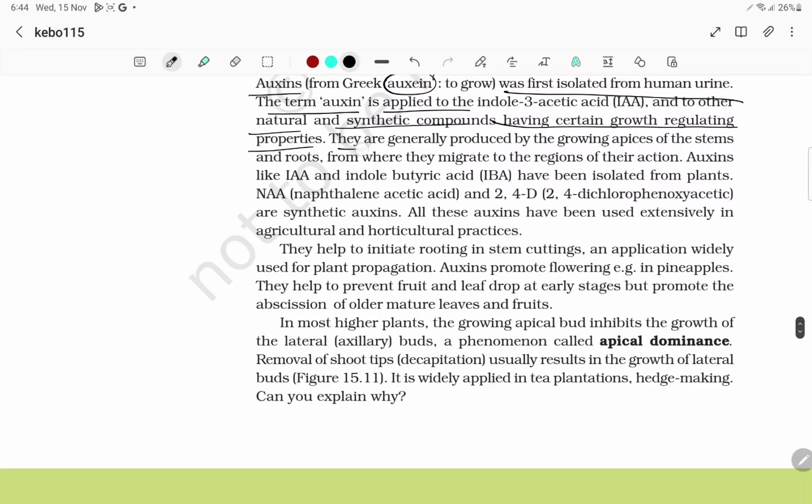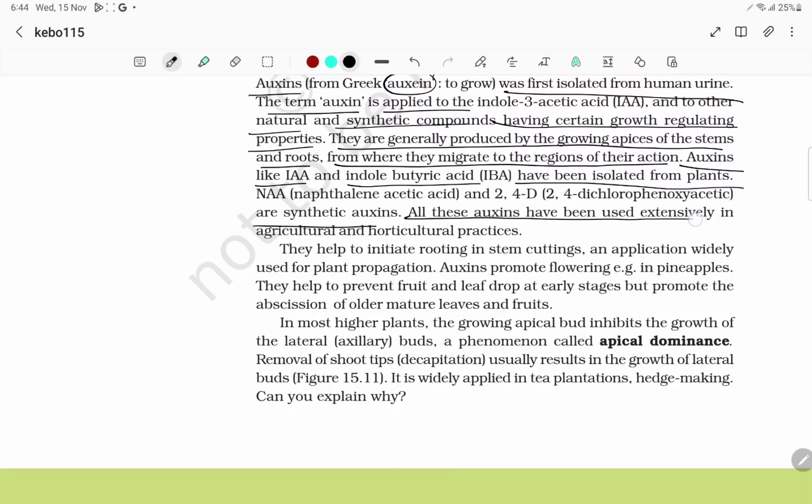They are generally produced by the growing tips of the stem and root, from which they migrate to the regions of their action. Auxins like indole-3-acetic acid and IBA, indole butyric acid, have been isolated from plants. Naphthalene acetic acid and 2,4-dichlorophenoxyacetic acid are synthetic auxins. Indole-3-acetic acid and indole-3-butyric acid are natural.